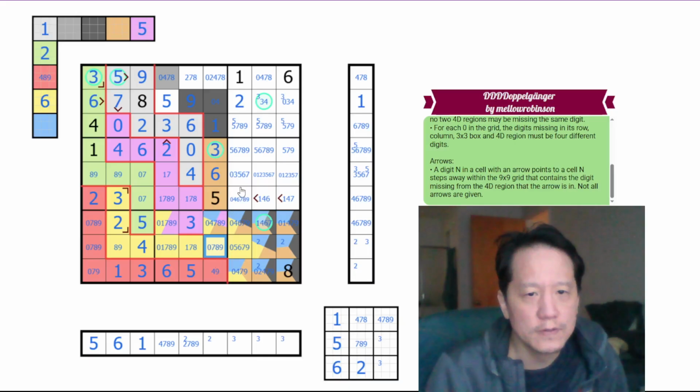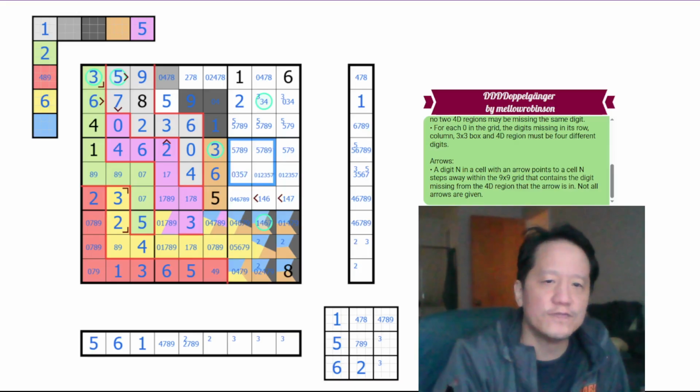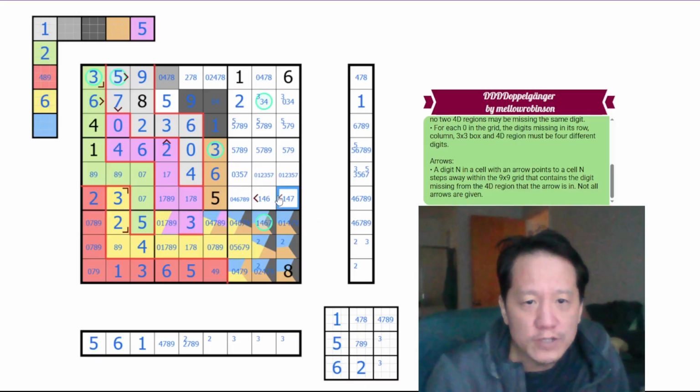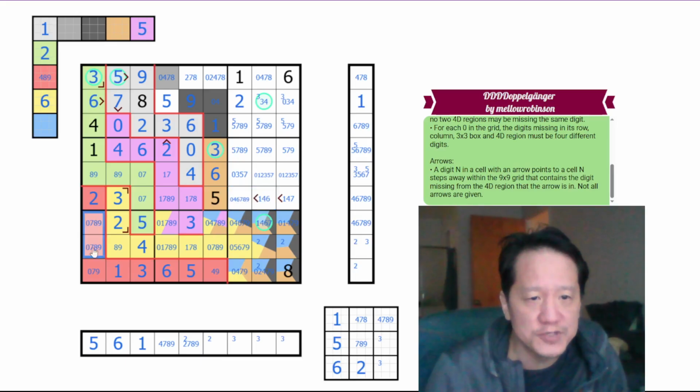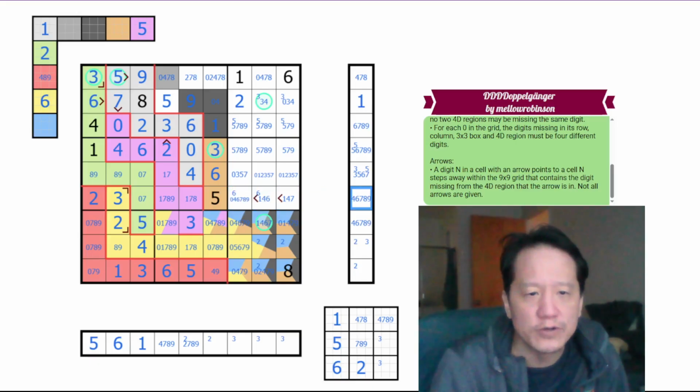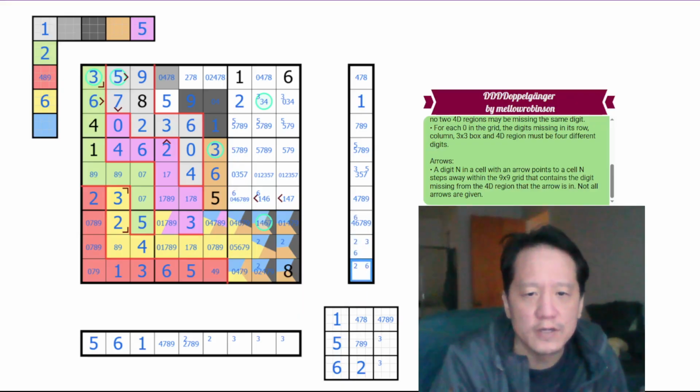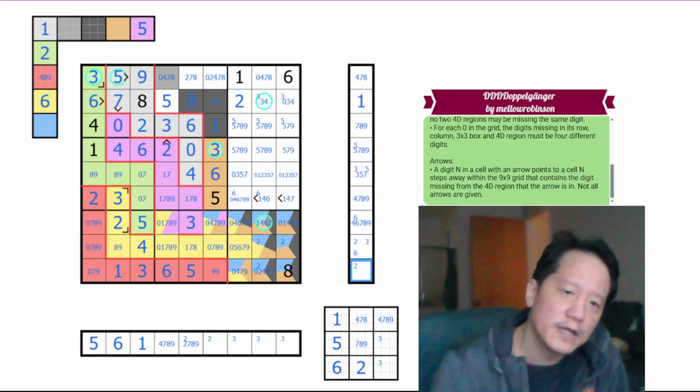Okay. 6 cannot be in the rest of rows 4 and 5. We cannot have 6 missing in box 6. So one of these is guaranteed to be a 6. So we are not missing 6 in the rest of rows 1 through 6. Okay. So we're missing a 6 in one of these 3 cells. Cannot be in column 9 or row 9.